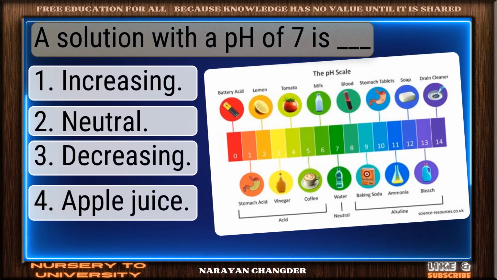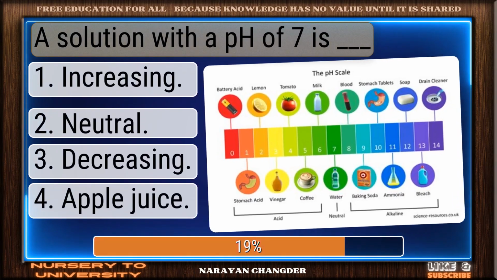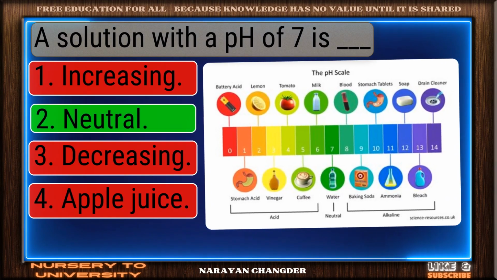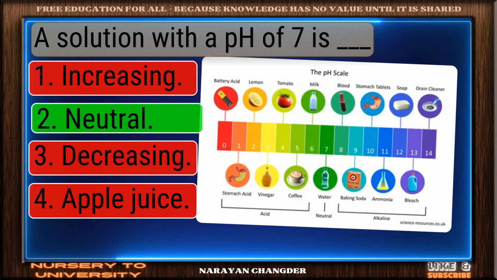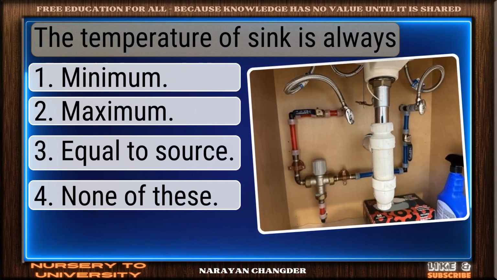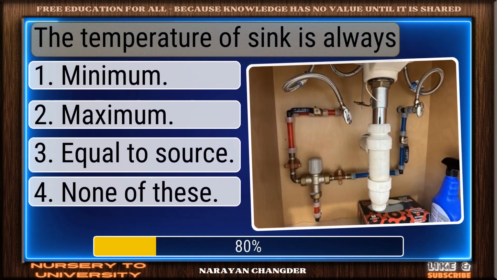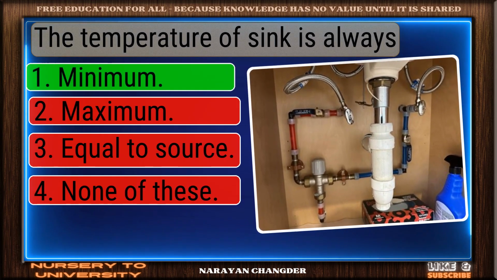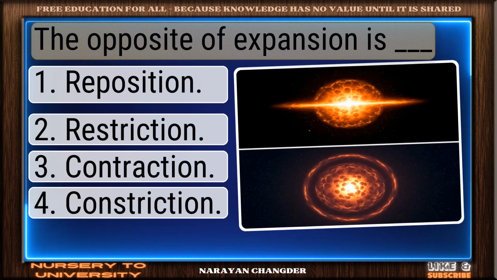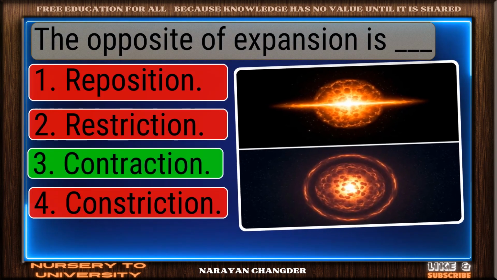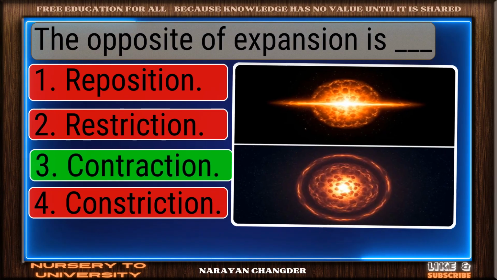A solution with a pH of 7 is dash. Exactly. Neutral makes sense, and it is right choice. The temperature of sink is always. Well picked. Minimum is the correct answer. The opposite of expansion is dash. Well done. Contraction is the right choice.